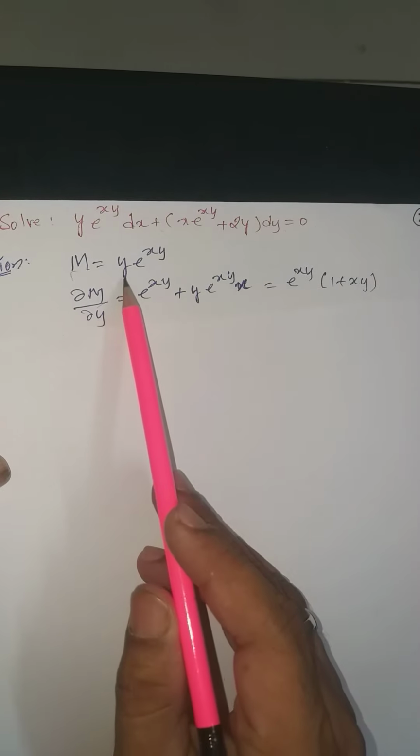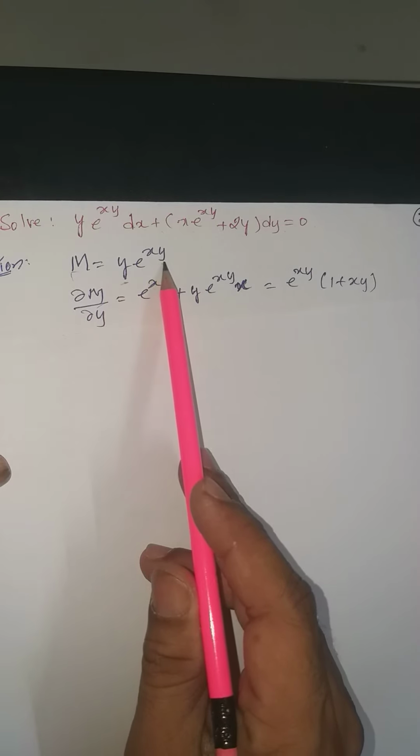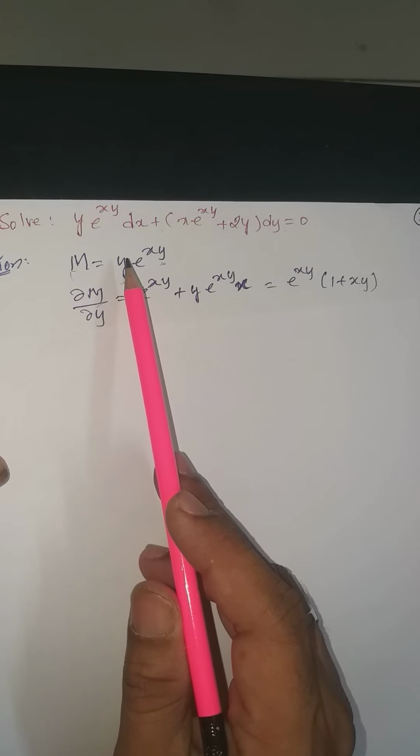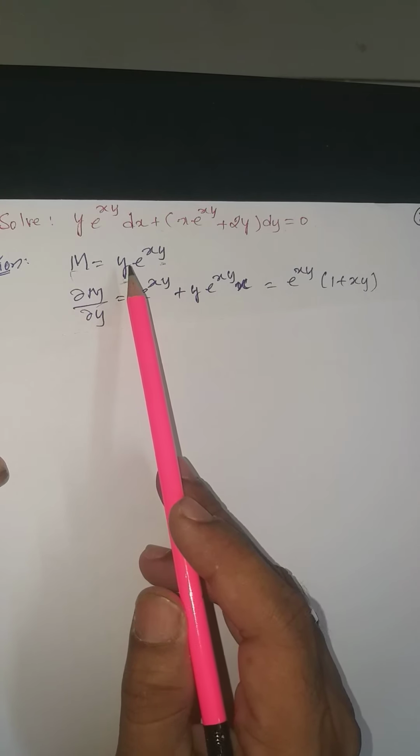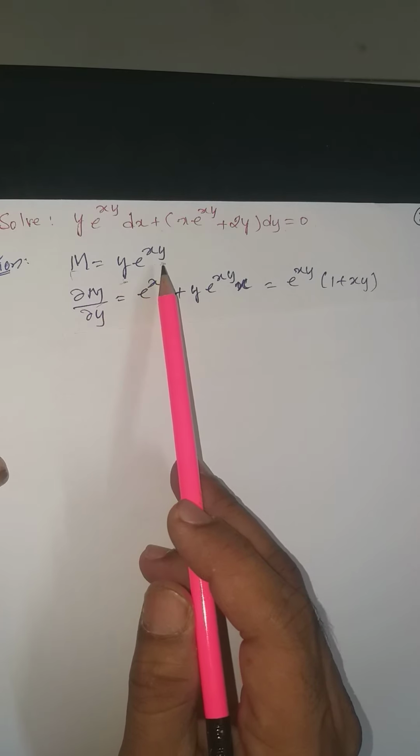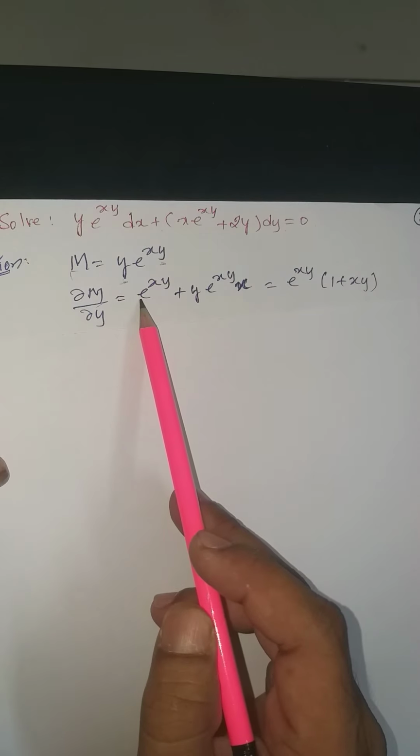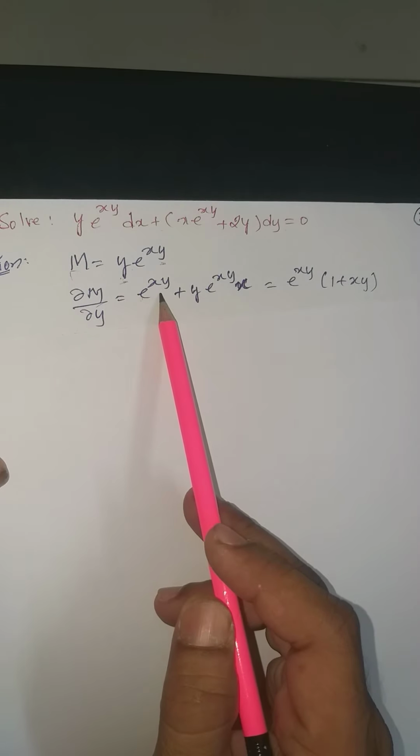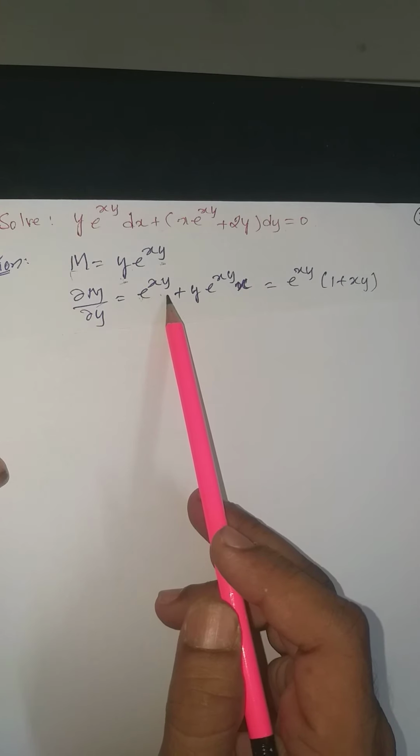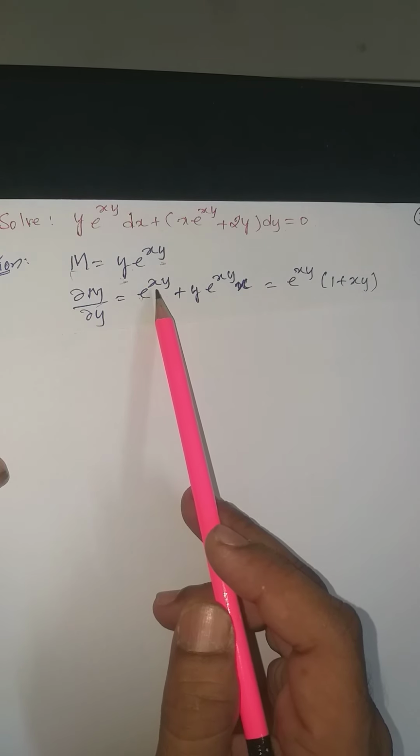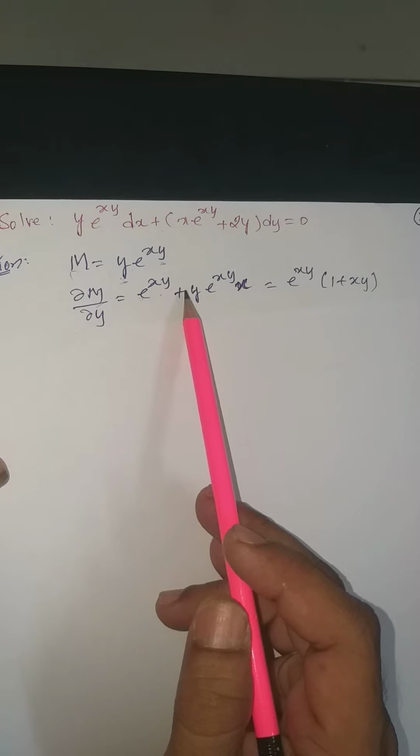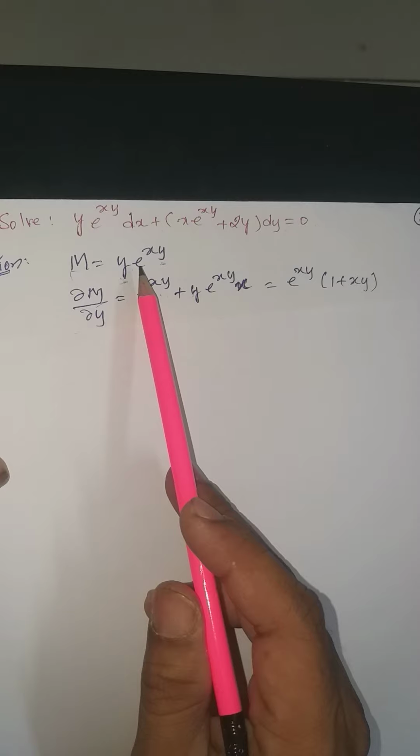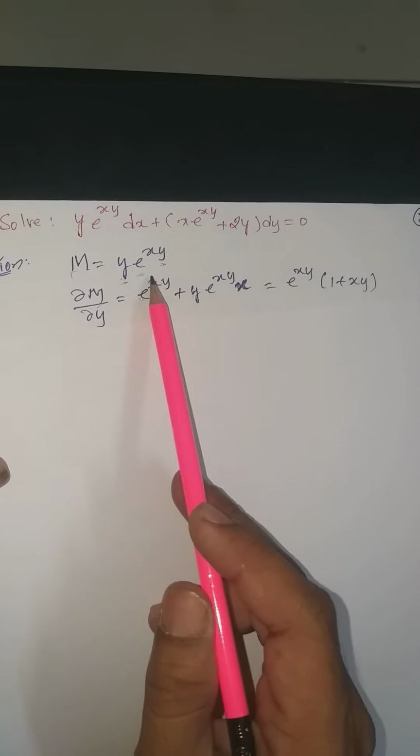You observe here, this term contains y, and this term also contains y. One is an exponential term, another one is an algebraic term, so you have to use the u into v rule. First we keep e^(xy) constant and differentiate y with respect to y, which becomes 1. So we can write this as e^(xy) into 1, plus now y is held constant, then differentiating e^(xy) with respect to y.